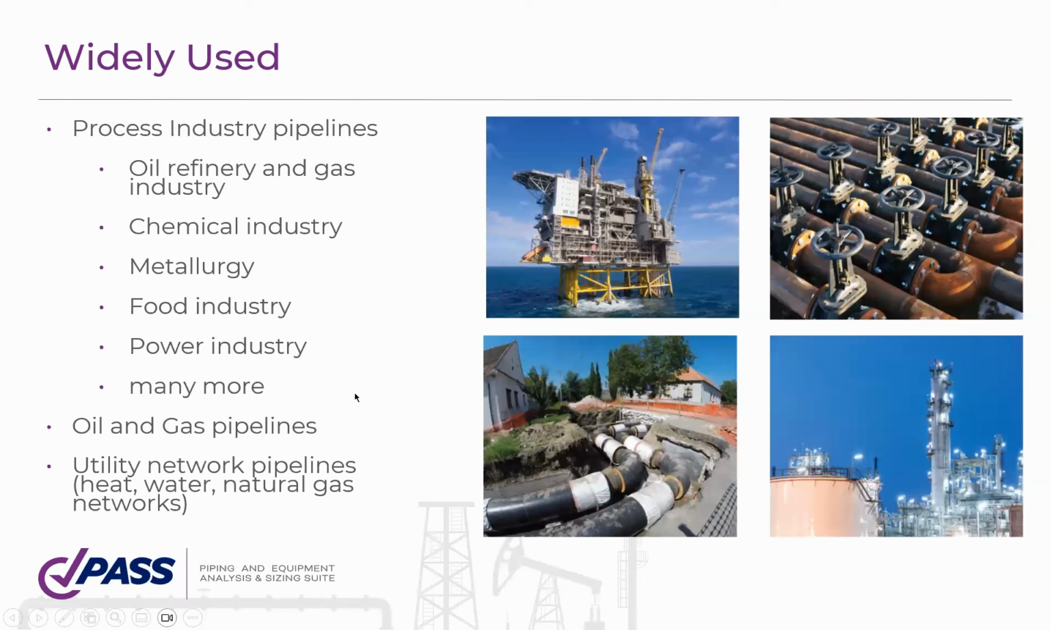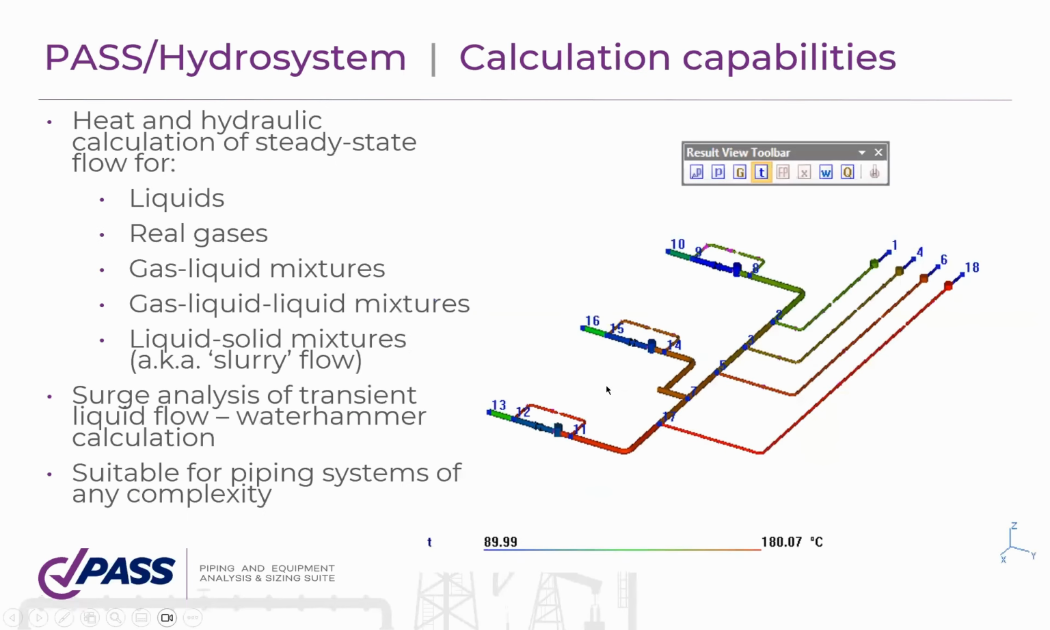And we consider it as an ideal tool for day-to-day operations in designing of any piping systems of any complexity and almost any type of fluids. So what HYDROSYSTEM is capable of doing? First of all, HYDROSYSTEM is capable of performing heat and hydraulic analysis of steady state flow for different type of fluids, for liquids, for gases, ideal gases, real gases, for gas liquid mixtures, for gas liquid liquid mixtures, some three-phase flow, for instance, and for liquid plus solid mixtures, aka slurry flow.